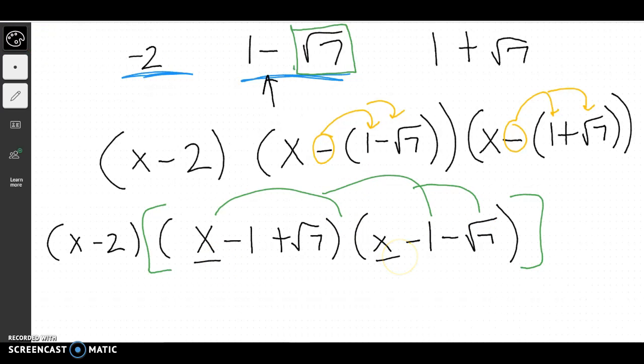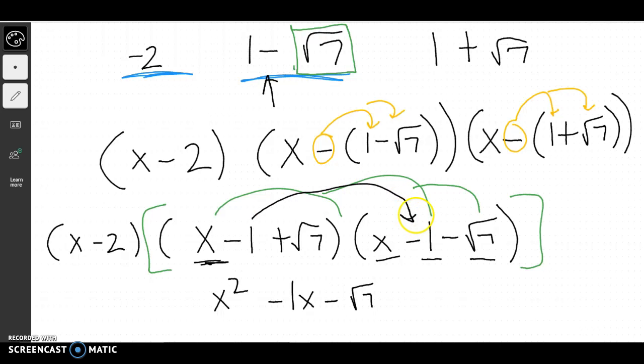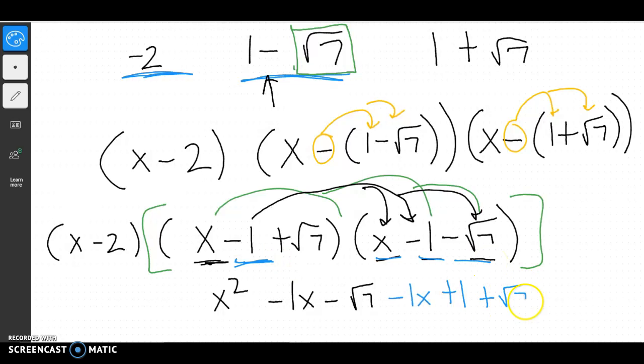x times x is x squared. x times negative 1 is negative 1x. And x times negative radical 7 is negative radical 7x. Next one, we're going to FOIL over these three things. Negative 1 times x is negative 1x. Negative 1 times negative 1 is positive 1. And negative 1 times negative radical 7 is positive radical 7.